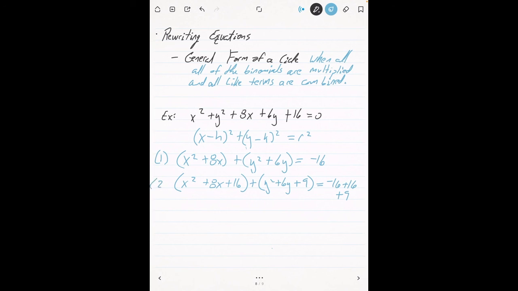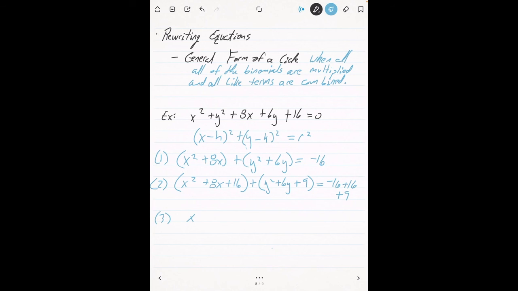So that's step 2. We've figured out what we need to add to each of the terms, and we made sure to add both of those things to the other side so we keep the equation balanced. If need be, just cancel out the 16s, cancel out the 9s, and you're right back to where you started, okay? But we're going to see what happens when we leave this in. So this is step 3. x squared plus 8x plus 16. We should be able to factor that down now.